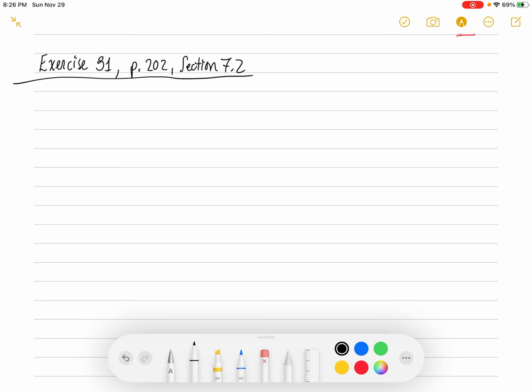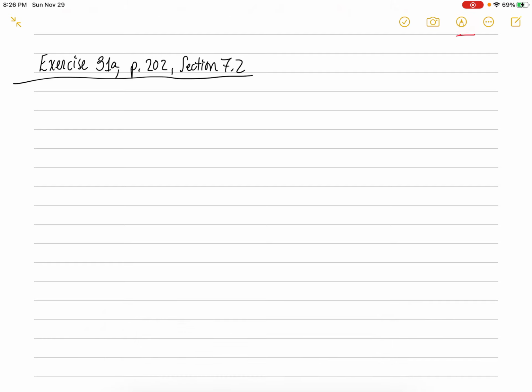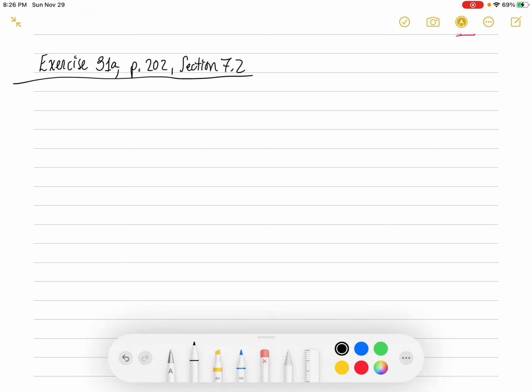So here's a very important exercise. This should actually be like a limit, in my opinion, in the book. They should state this as a limit in the book, but they put it as an exercise. This is number 31 in your book. It's actually part A of the exercise, so 31A.